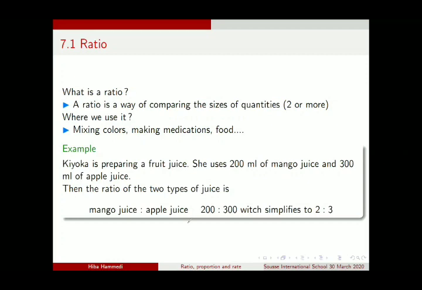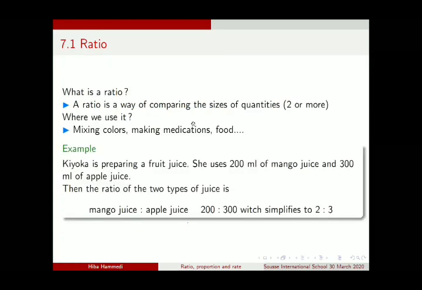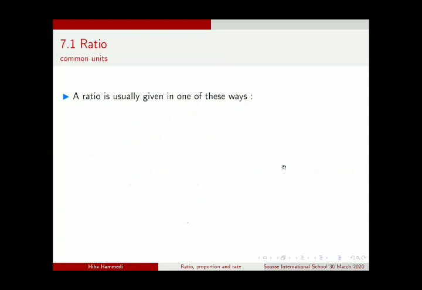Another thing here is, this is one way of writing a ratio. So is this the only way of writing ratios? No, we have 3 ways of writing ratios. So the first one is the one that I showed in the previous example.